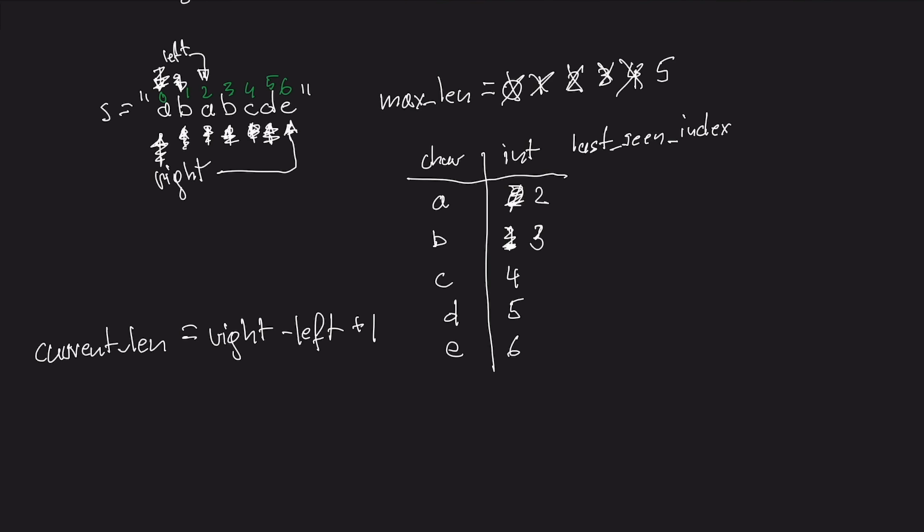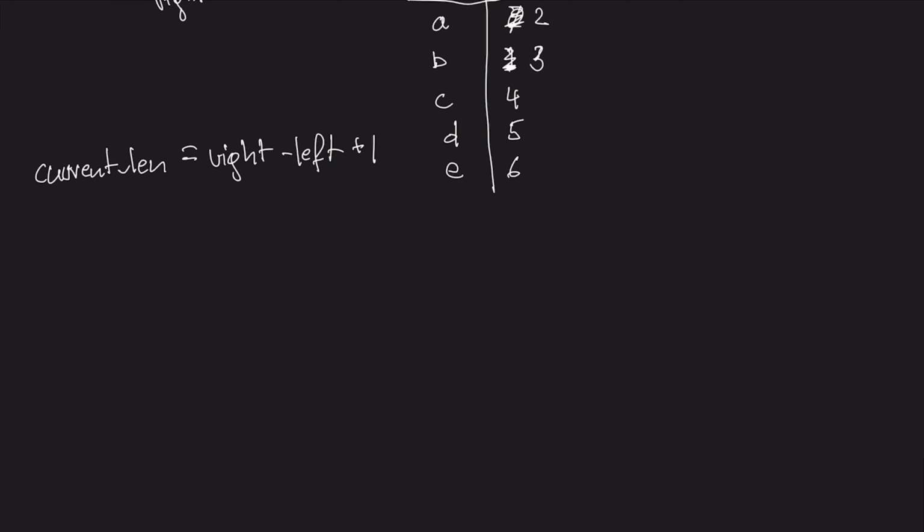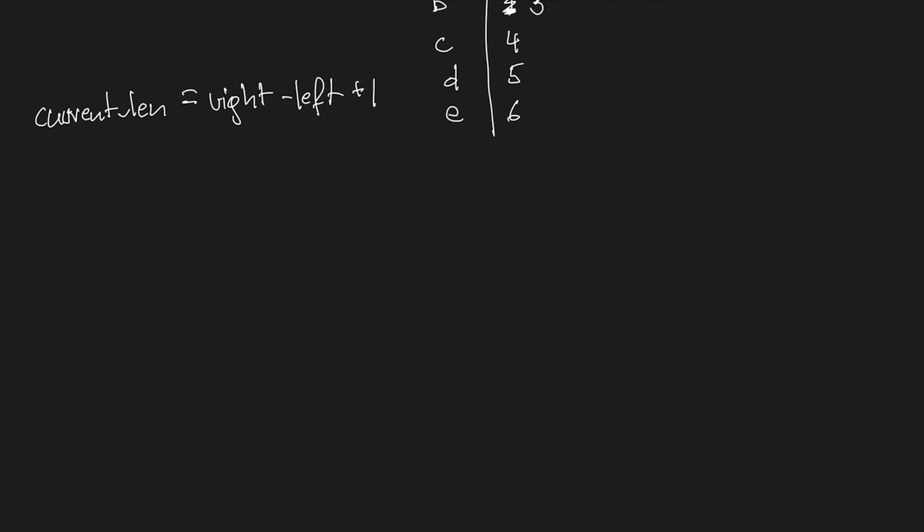And as I said at the beginning, the moment we reach the end of data, the algorithm ends, and the answer is stored in our max len variable, so we would just return 5. And that's the idea how we can use sliding window for this problem.